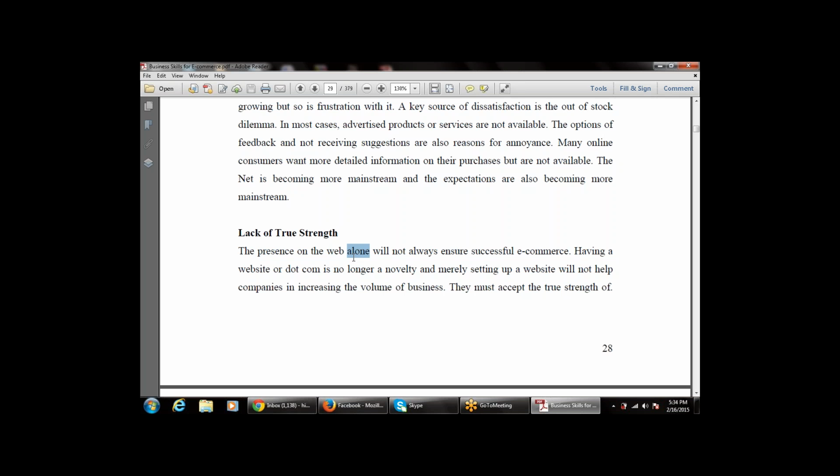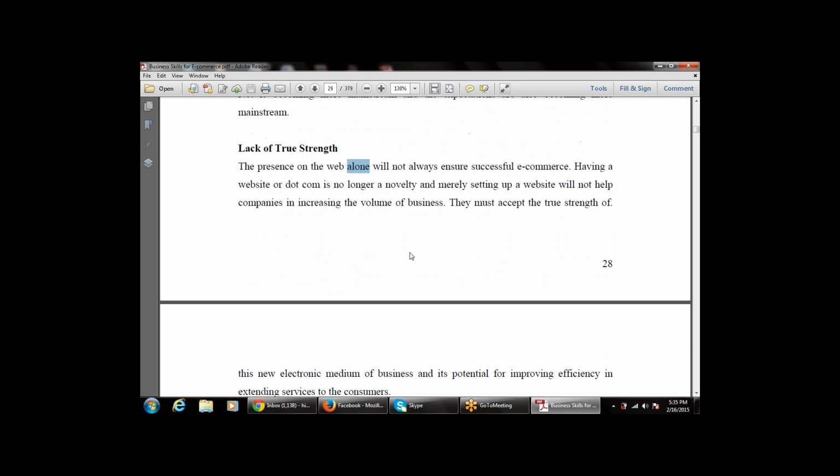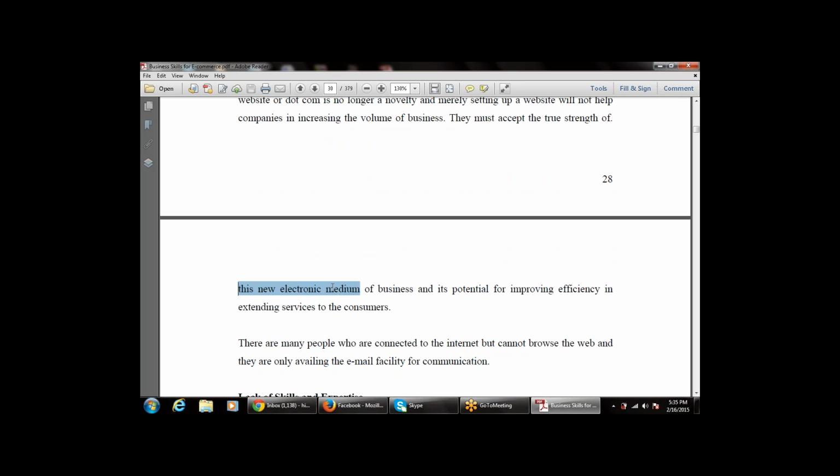Having a website is no longer a novelty, and merely setting up a website will not help companies in increasing the volume of business. They must accept the true strength of this new electronic medium of business and its potential for improving efficiency in extending the services to the customers.